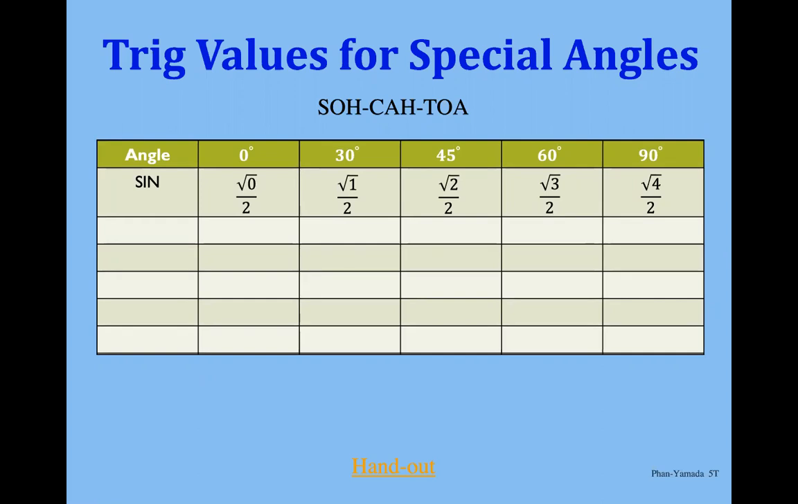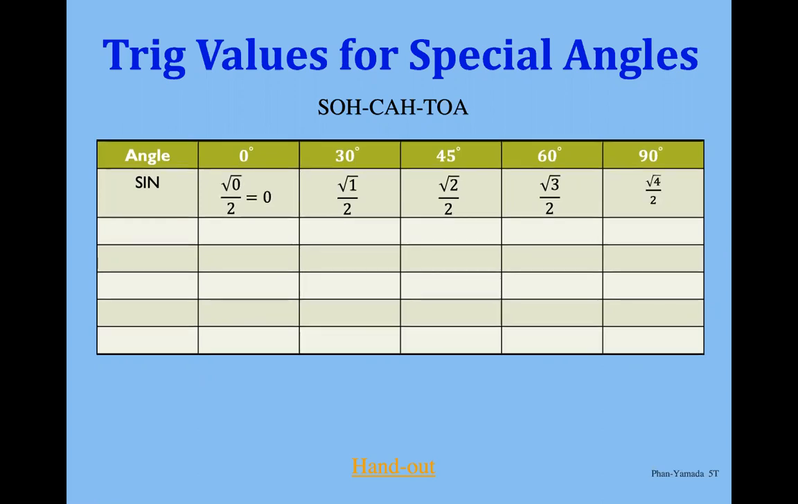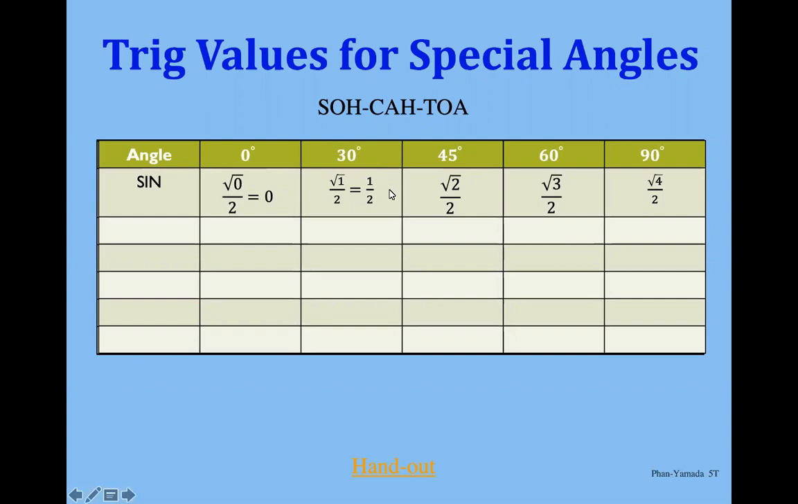So now we're going to simplify the fractions. The first one would be equal to 0, right here. And then the next one would be equal to 1/2. And radical 2 over 2 cannot do anything, leave it alone. Radical 3 over 2, leave it alone. But this one, radical 4 equals 2 over 2, so that equals 1. So that's how you get the first row for sine of these special angles.